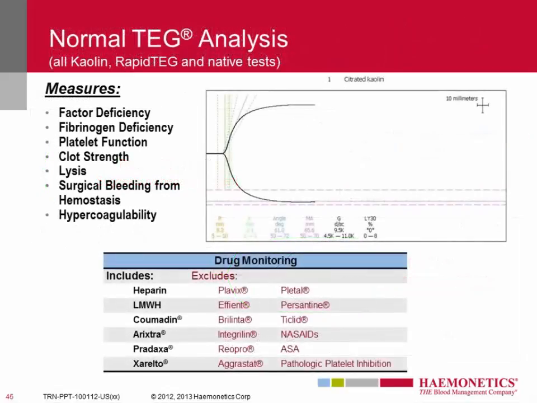Great. So what does a normal TEG tell us? It measures factor deficiency, fibrinogen deficiency, platelet function, clot strength, lysis, and can help you identify surgical bleeding from mechanical bleeding. So those post-op patients that are bleeding a little bit, run a TEG. If the TEG's normal, then maybe he's either got a von Willebrand deficiency or you got a surgical bleed. I call it Prolene deficiency. Needs a little bit tighter stitching.